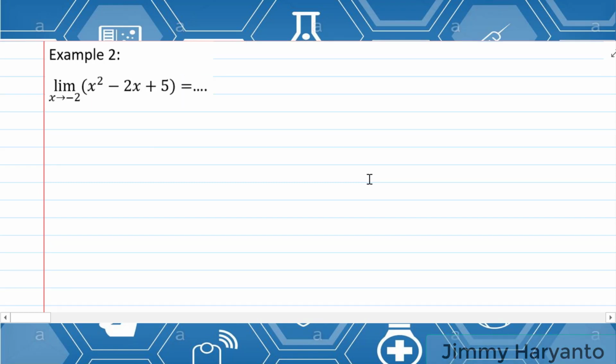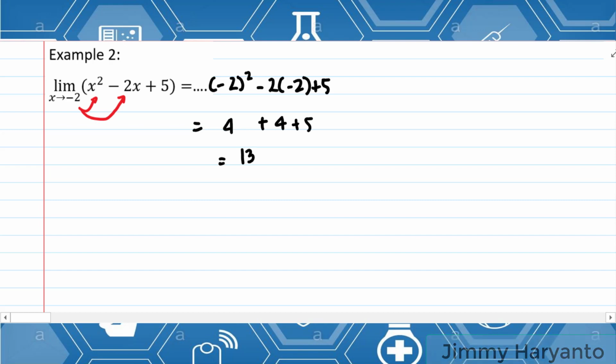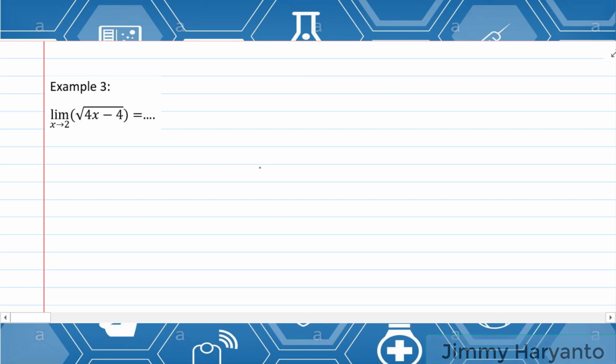Next, example 2. This one is also the same, the common limit. So we can say that negative 2 squared, negative 2 times negative 2 plus 5 equals 4 plus 4 plus 5 equals 13. Okay, next. This one is also the same. We can substitute the x. So it's the square root of 4 times 2 minus 4 equals the square root of 8 minus 4, which is 4, equals 2.